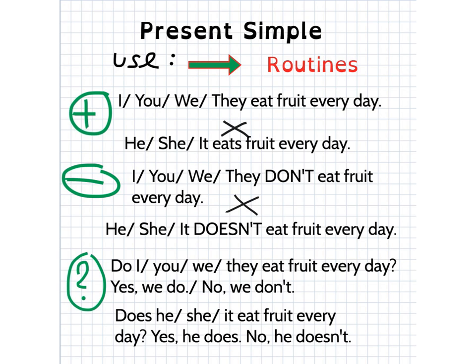And the questions, again we use the auxiliary verb do. We have: do you eat fruit every day, or do we, do they, or do I? The short answer would be: yes we do, no we don't, yes I do, no I don't. And for the he, she, it form, again we have does instead of do. So the form is: does she eat fruit every day? And again the short answer would be: yes she does, or no she doesn't.